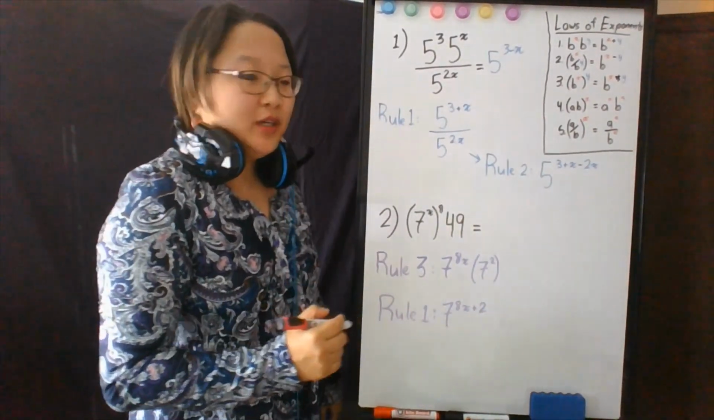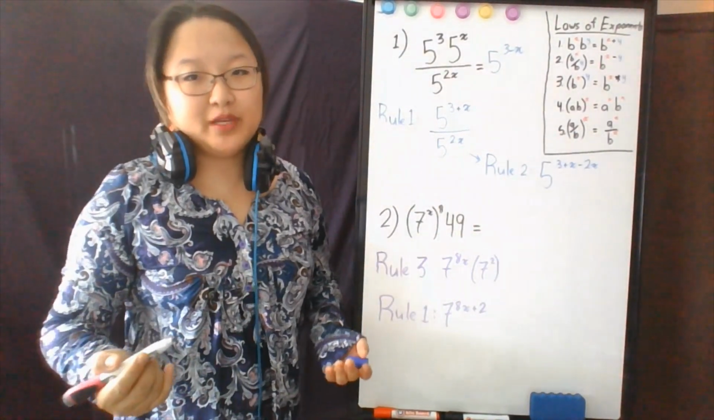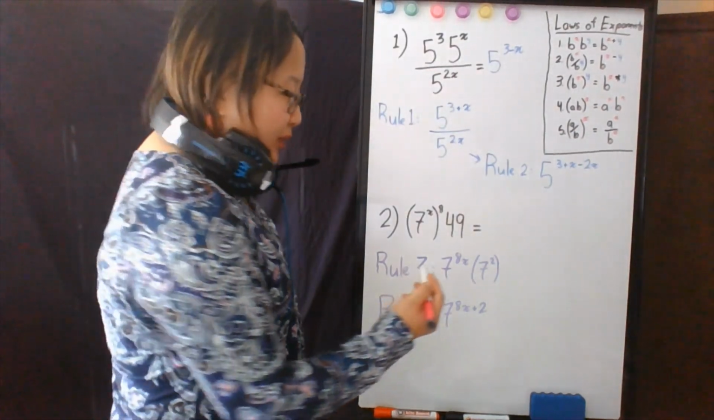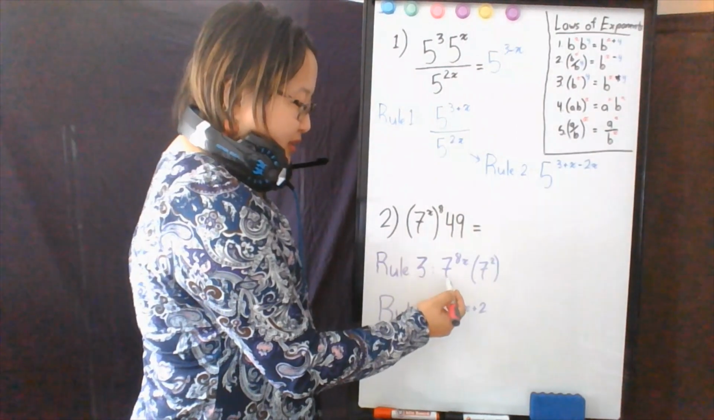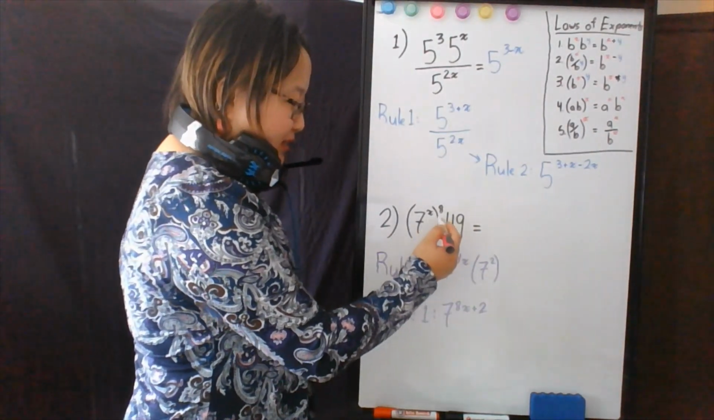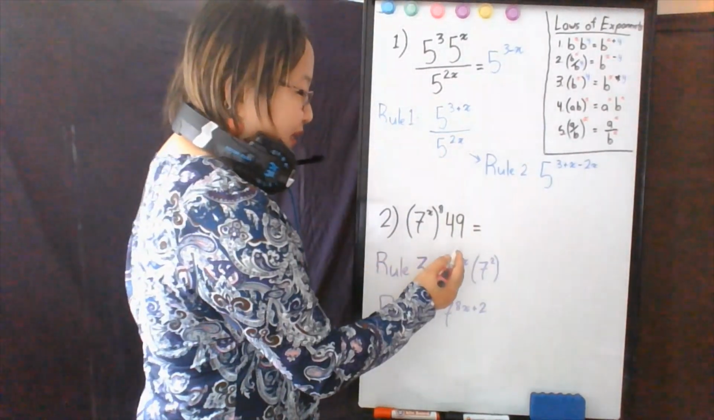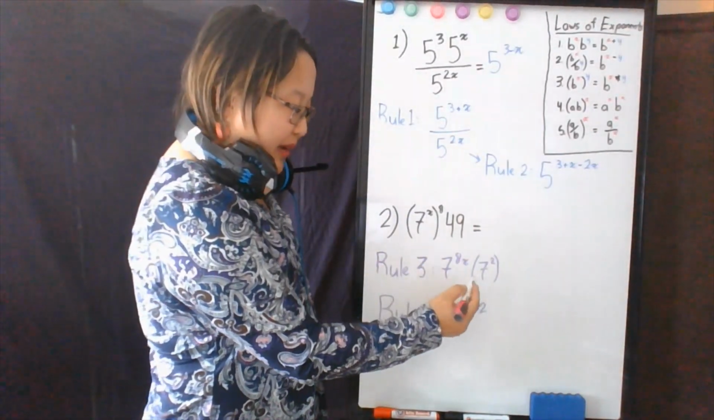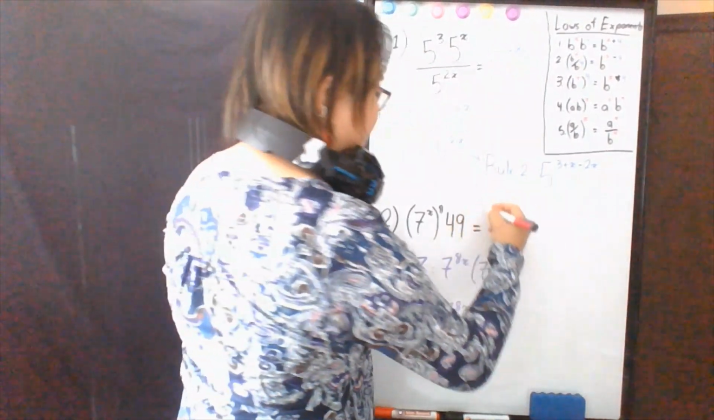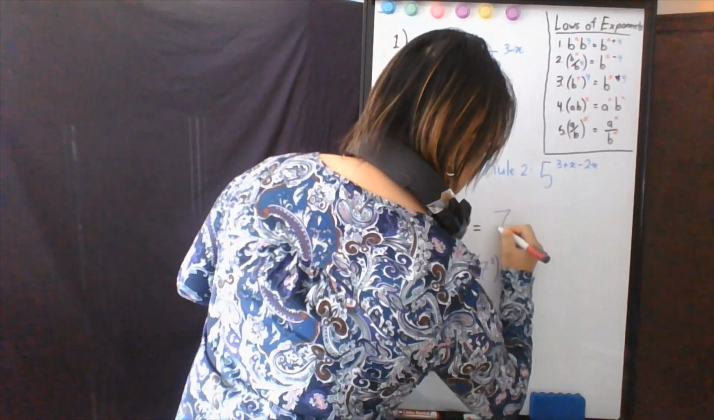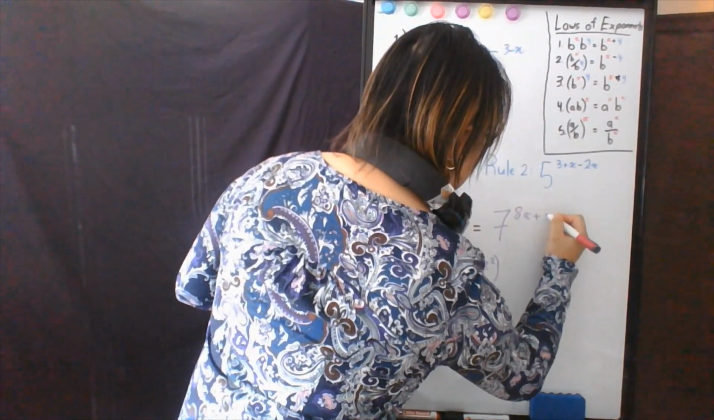Okay, so for this one, what you'll notice is that 49 and 7 are not the same base, so technically you shouldn't be able to apply the rules to them right away. But what you can do in applying rule 3 in 2 different ways is you turn 7 to the power of x to the 8th power into 7 to the 8x, and you can turn 49 into 7 squared, or 7 to the power of 2, which allows you to apply rule 1, giving you the final answer of 7 to the power of 8x plus 2.